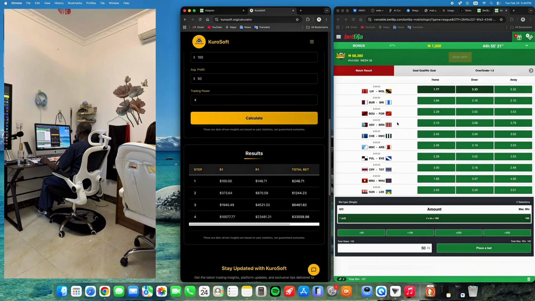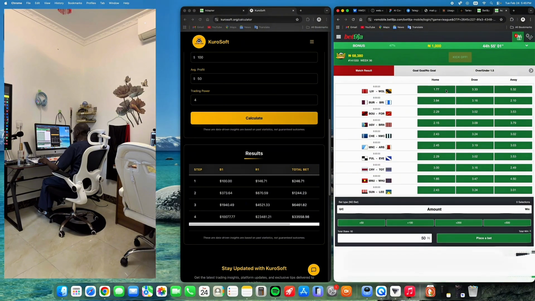So in this case, if we use, this B1 means your back bet, and this is your back bet. R1 means your recovery bet, which is this one. Okay, so you have to bet it independently.